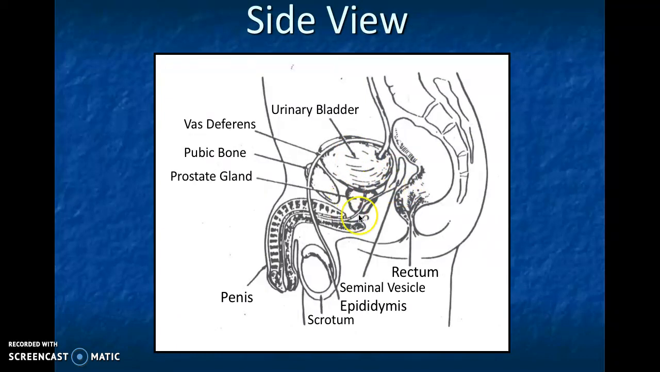And then this is the prostate gland. This is a side view, so you can only see the one of the Cowper's glands, and then the urethra that runs through the penis.